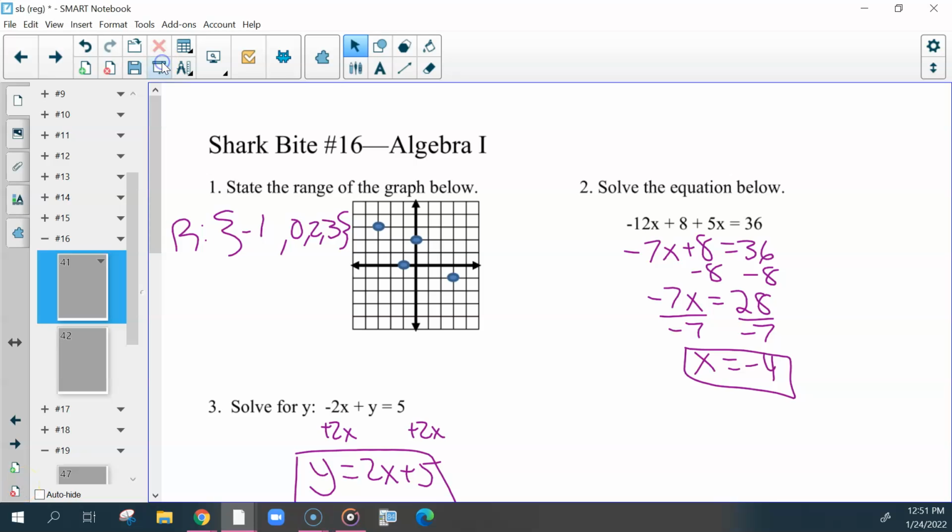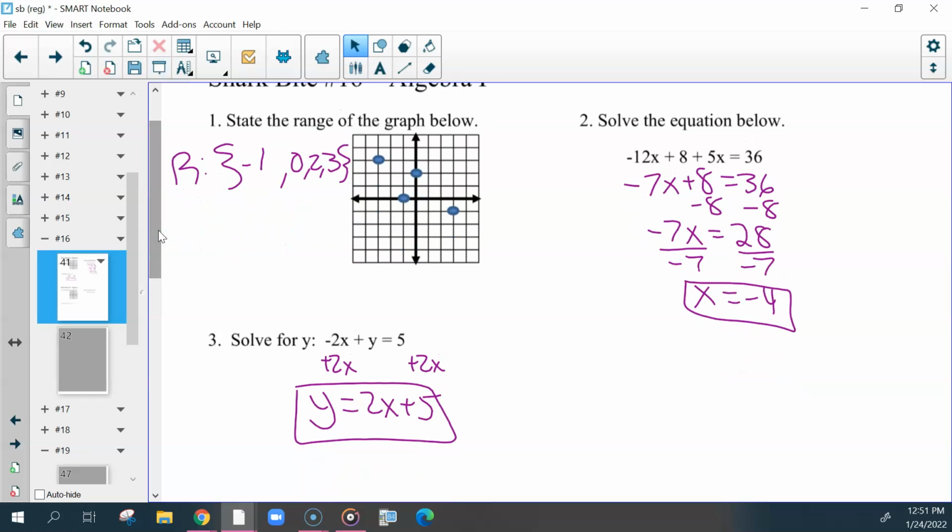Alright, let's go over the shark bite. Alright, number 1, we needed to find the range. So that is listing the numbers least to greatest, starting low and going high. So -1, 0, 2, 3.